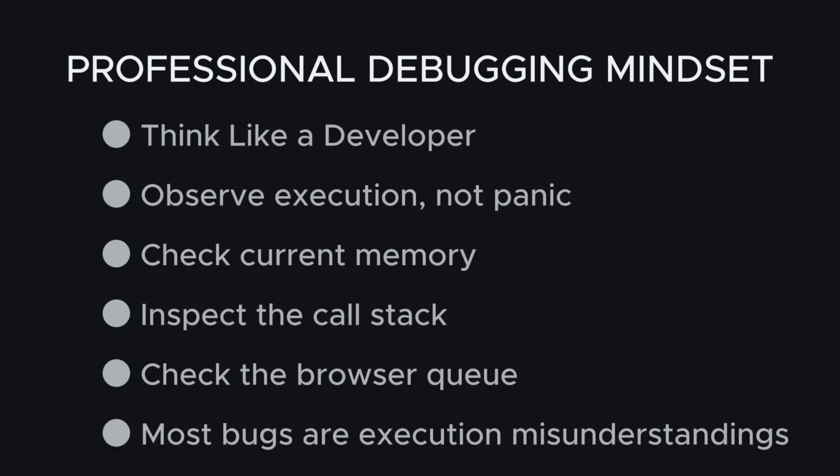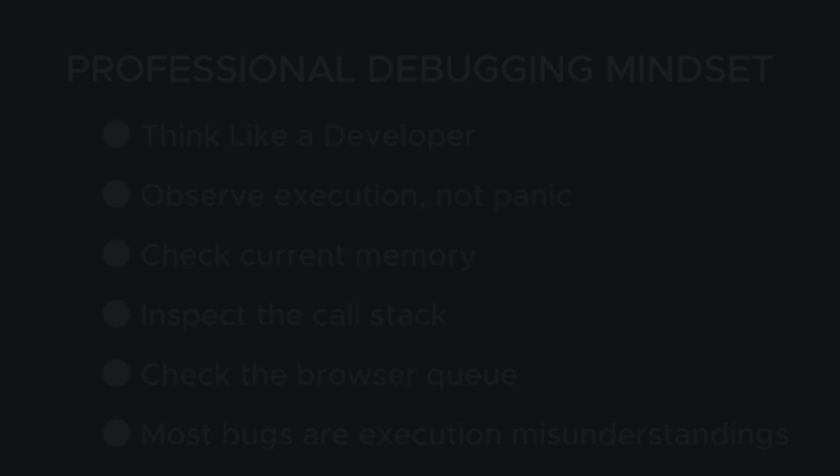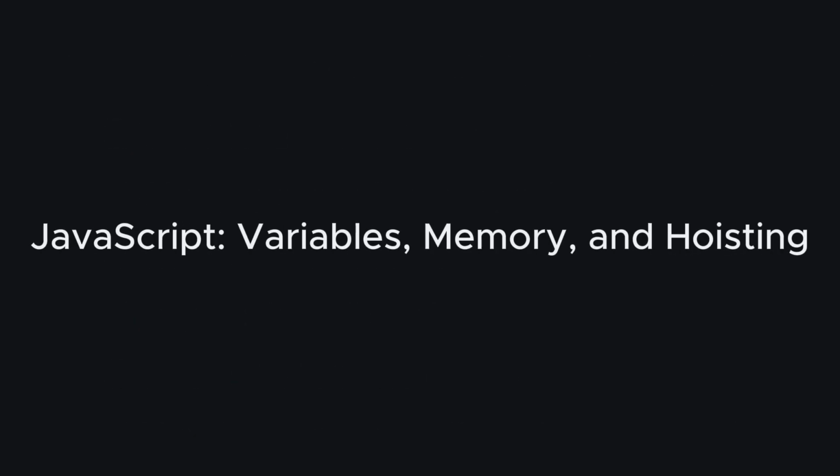If you can explain execution like a system, not a sentence, you instantly stand out. Especially in companies like Google, Amazon, and modern startups, this is considered foundational knowledge. Now, you don't just write JavaScript, you understand how it thinks. In the next episode, we'll break one of the most misunderstood topics in JavaScript: variables, memory, and hoisting, and why most bugs actually start there.